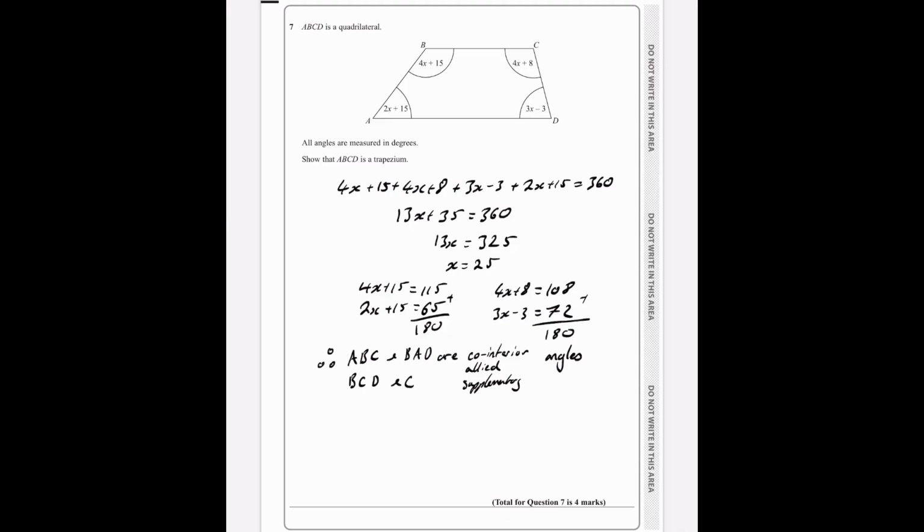Once you've spotted that you've got that set up, you can conclude that BC and AD are going to be parallel lines, and because a trapezium is defined by being a quadrilateral with exactly one pair of parallel lines, that's enough for us to conclude that ABCD is indeed a trapezium.